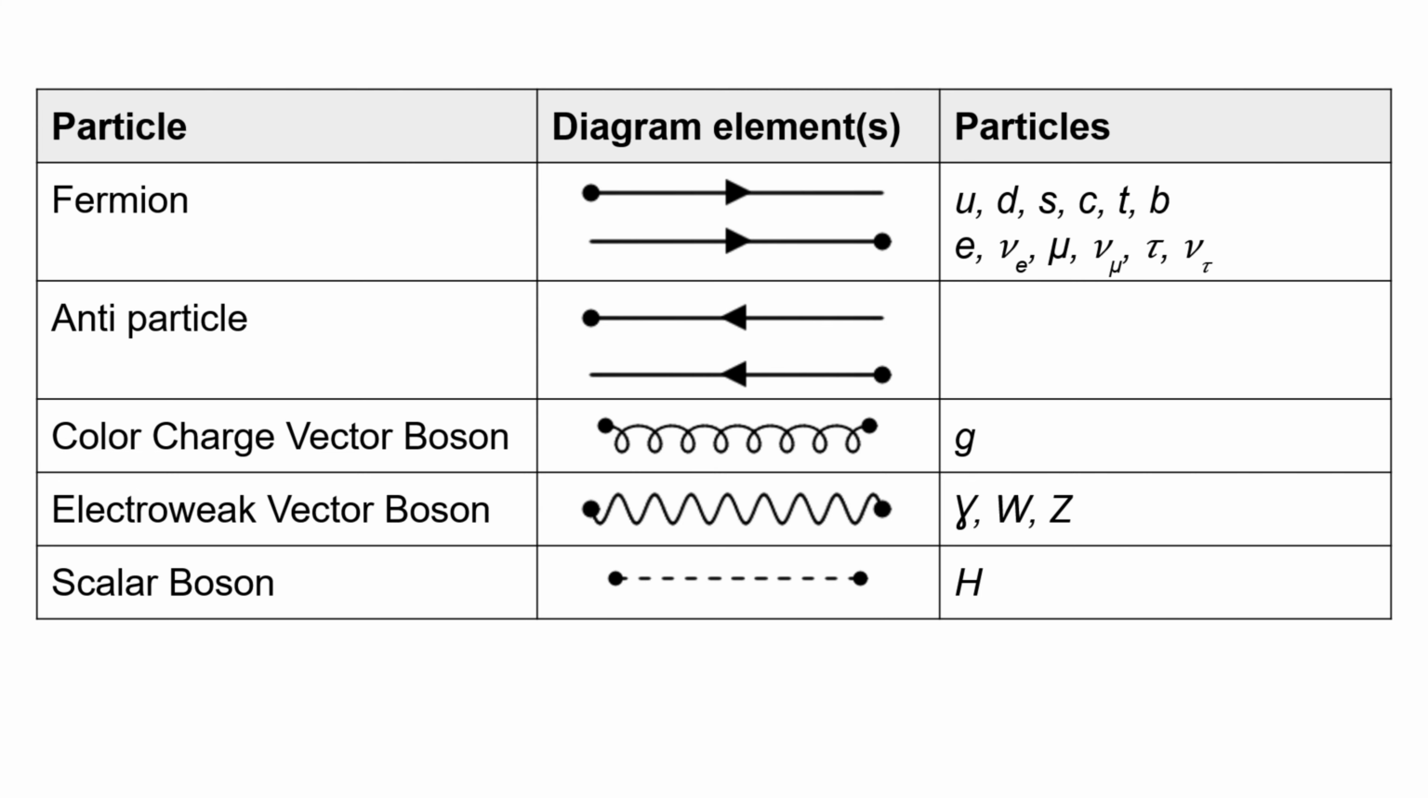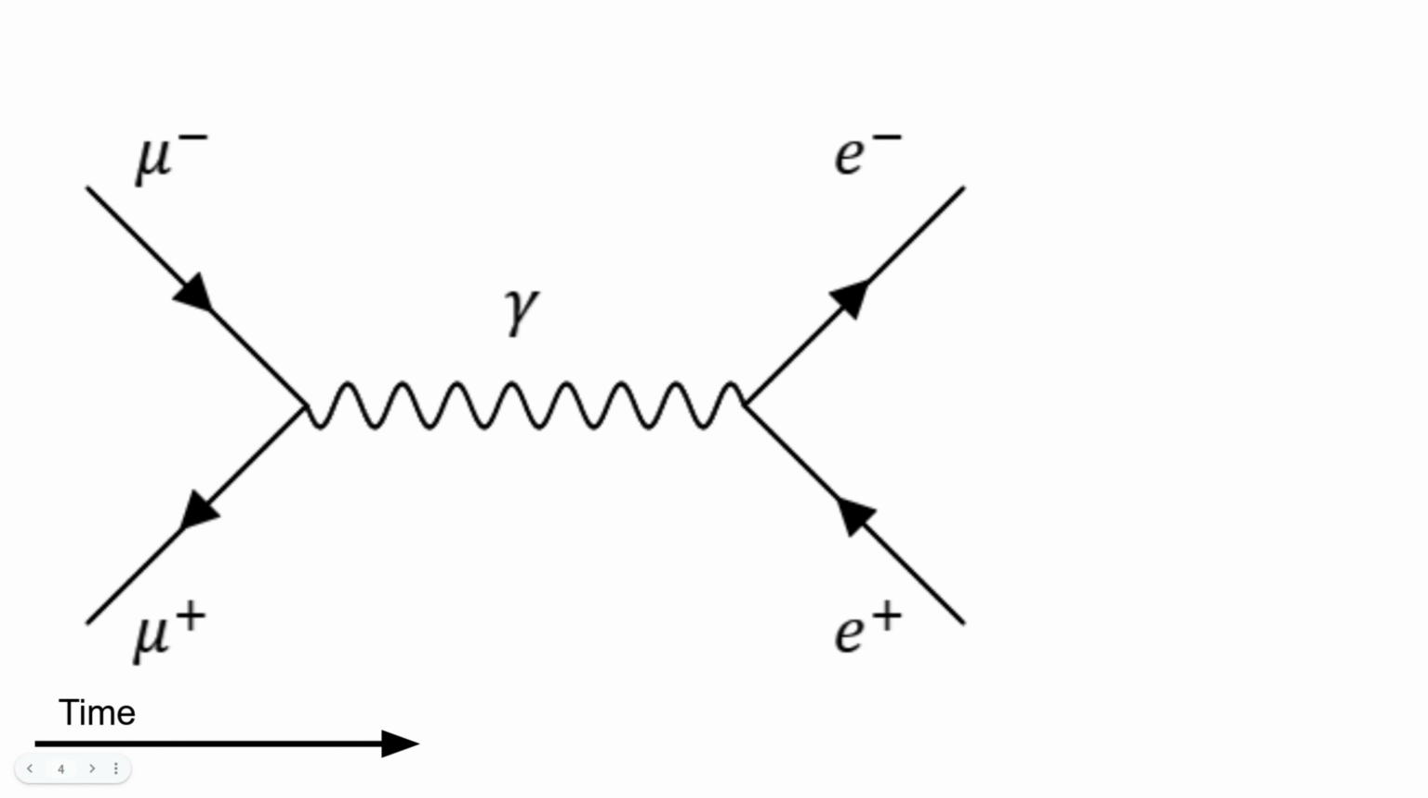Finally, there are scalar bosons. There is only really one scalar boson currently, and that is the Higgs. It has no charge, and it's represented by this dotted line. So now that you have this information, you can go ahead and draw a Feynman diagram using these elements. But there are some important pieces you need to know. Let's take a look at this Feynman diagram.